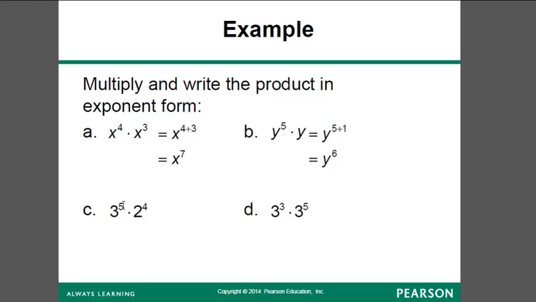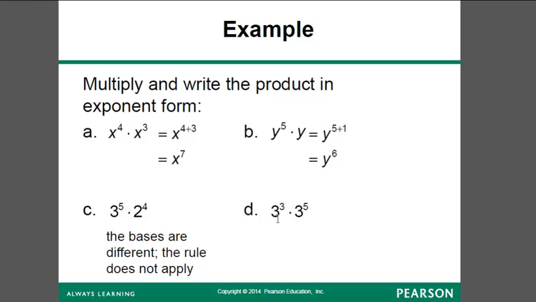Down here I have 3 to the 5th times 2 to the 4th. The bases are not the same. I have a 3 and I have a 2. So I can't do anything. The rule doesn't apply here. So this would be as simplified a version as I could get at this point.